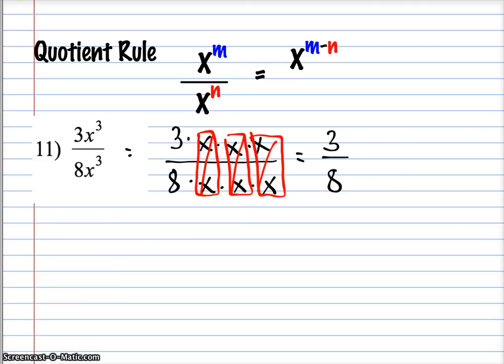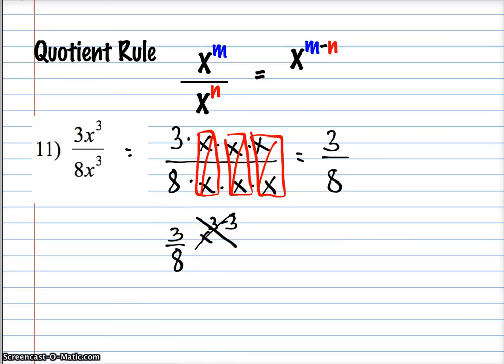Now, I could have written it like this. Okay, I could have written this same problem like this. 3 over 8, because they're not the bases. My bases are these x's. And then x to the 3 minus 3. Top number minus the bottom number. That becomes a 0, and they cancel out. This would still be my final answer.